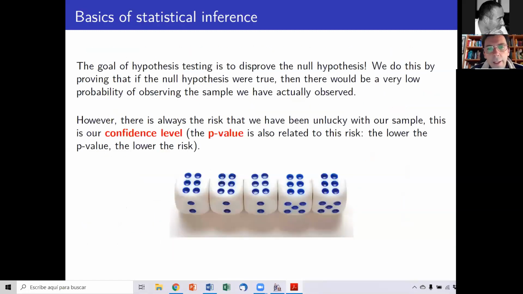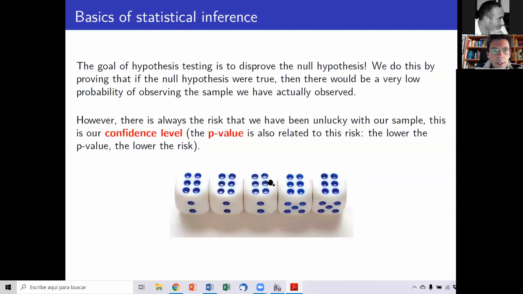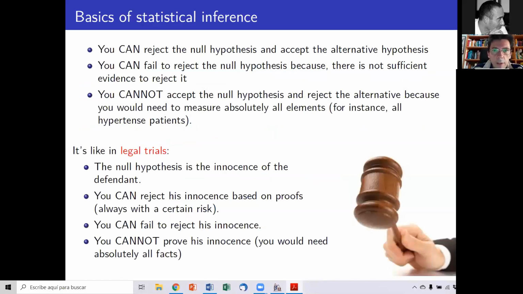So what is the p-value? The p-value is the probability that, if the null hypothesis is true, I observe a result that is as extreme as the one I have observed or more extreme than that. Okay, so let's see it with an example.